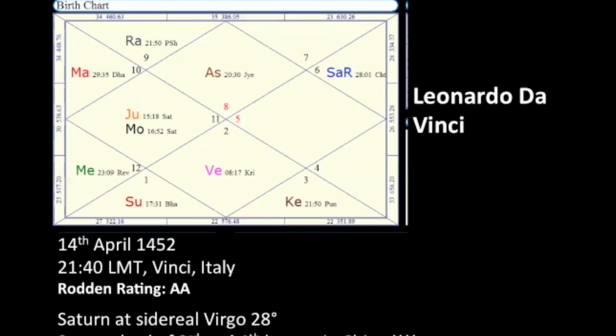Yeah, either way, Rodden rating is AA, so I feel reliable. I think he had documented his, because that was his nature. He was into occult sciences as well as modern science. And yeah, no, I thought about that, about time. But anyway, even if you don't know the time, looking at Chitra, what do we have here?